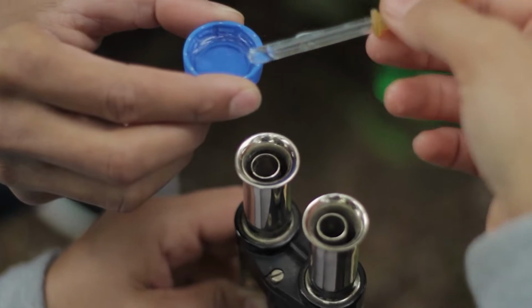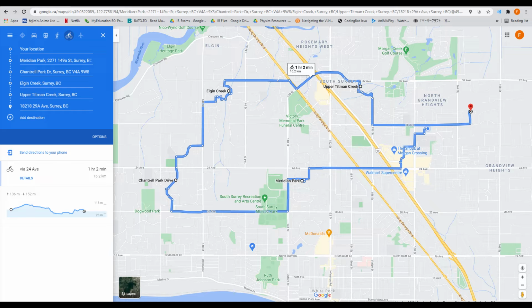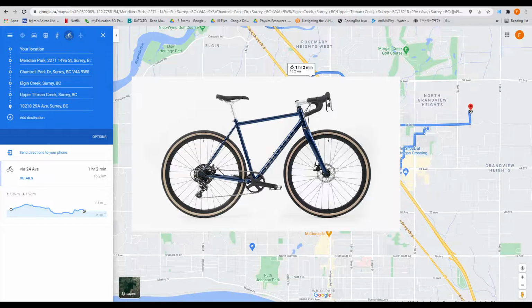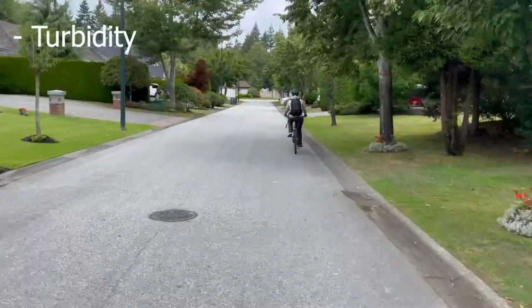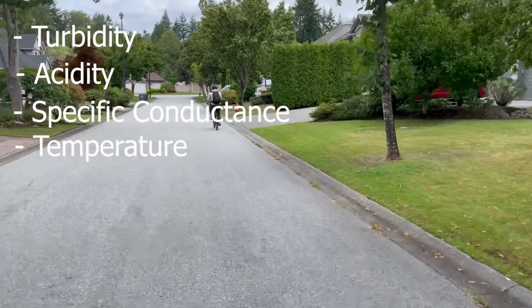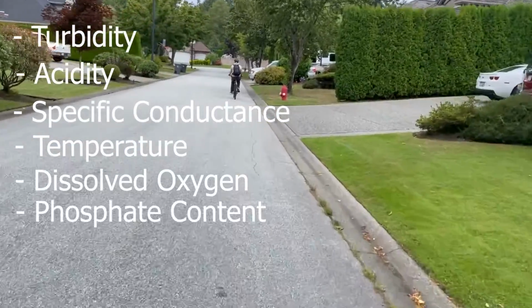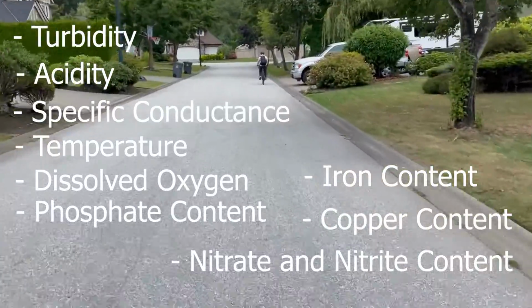My partner and I will sample the creeks once every week from July 29th to August 19th, 2021. The main mode of transportation will be on bikes. In our expedition, we tested 10 different variables, which consisted of the turbidity, the pH, the conductivity, the temperature, and the dissolved oxygen, phosphate, iron, copper, nitrate, and nitrite contents within the water.